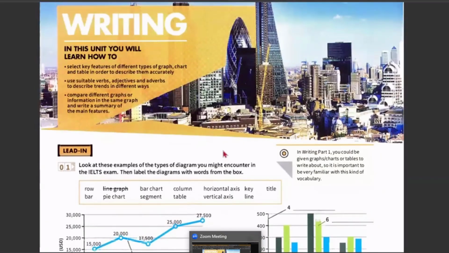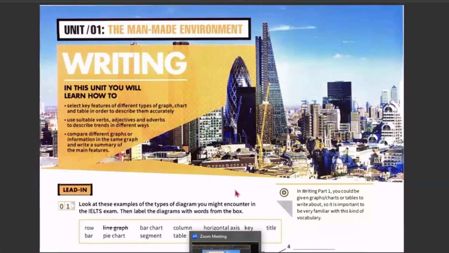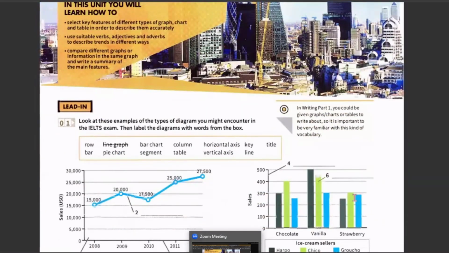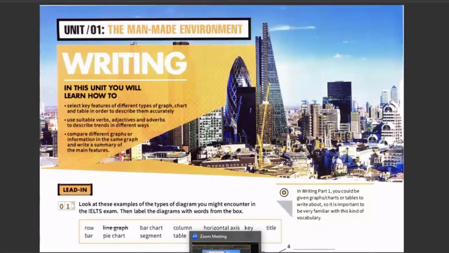Okay. So before we jump into description, let's first get introduced to some of the small details that are present in the charts and graphs that are given. Specifically, first of all, we have to know what is the name of each of the parts of the graphs that are here. Okay. So let's start. Let's read from the very beginning.